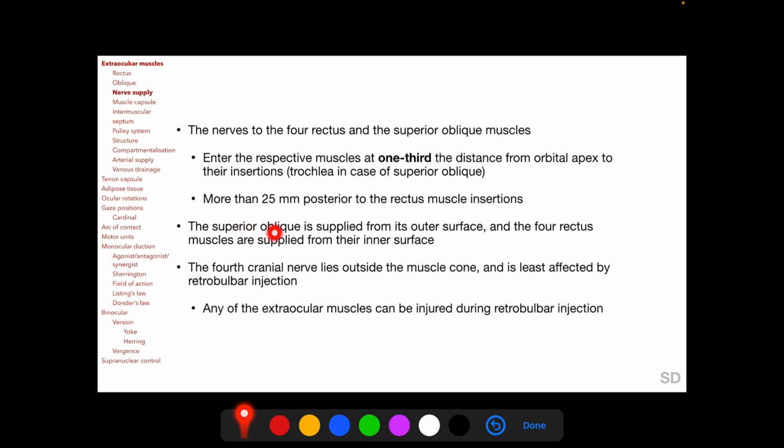The superior oblique is supplied from its outer surface and the four rectus muscles are supplied from their inner surface. We have already noted that the inferior oblique muscle is supplied from its lateral margin. The fourth cranial nerve lies outside the muscle cone and is thus least affected by a retrobulbar injection. However, any of the extraocular muscles can be injured during a retrobulbar injection.